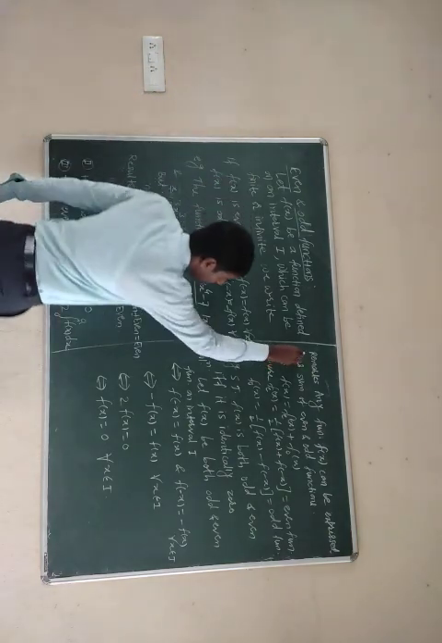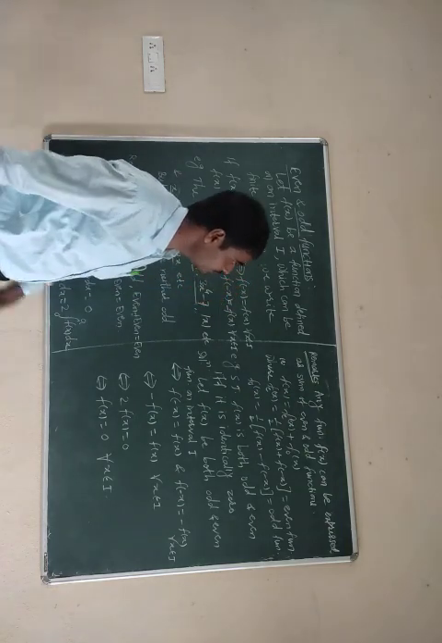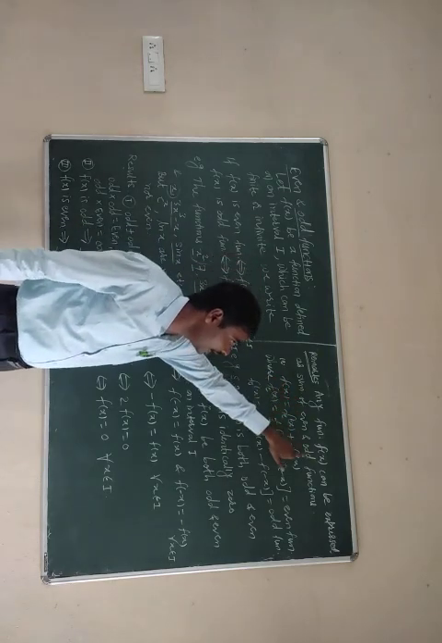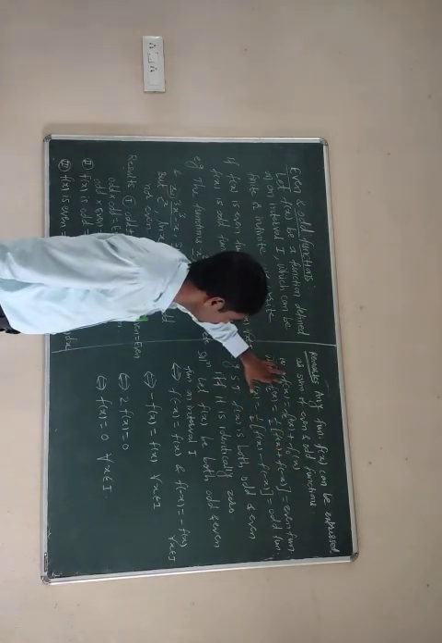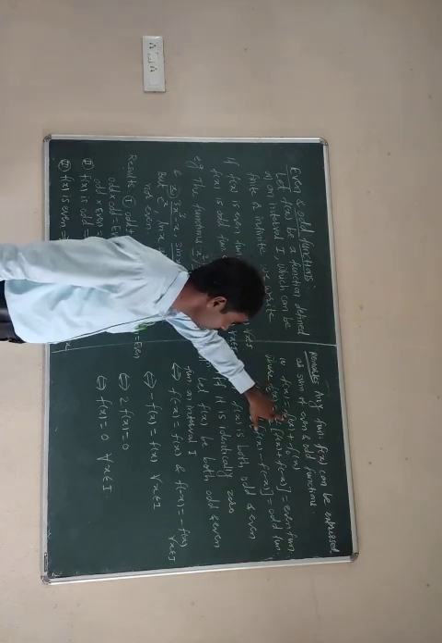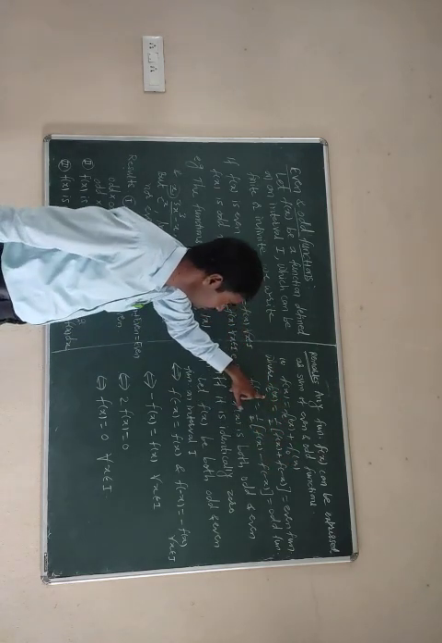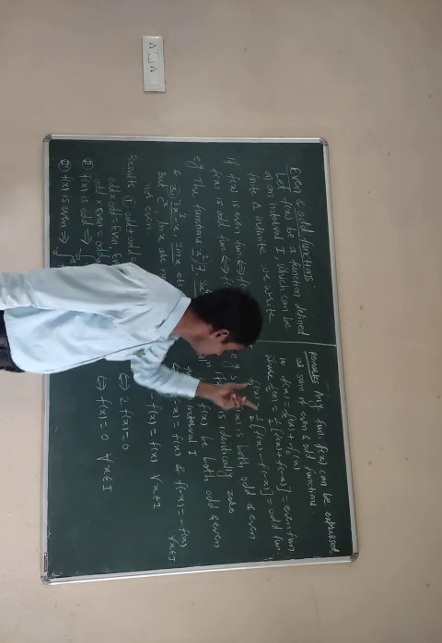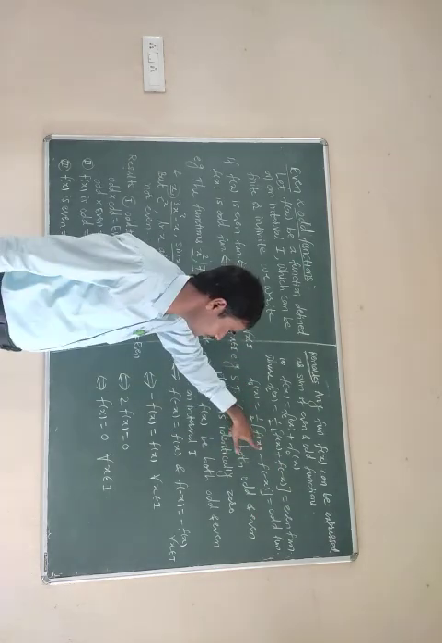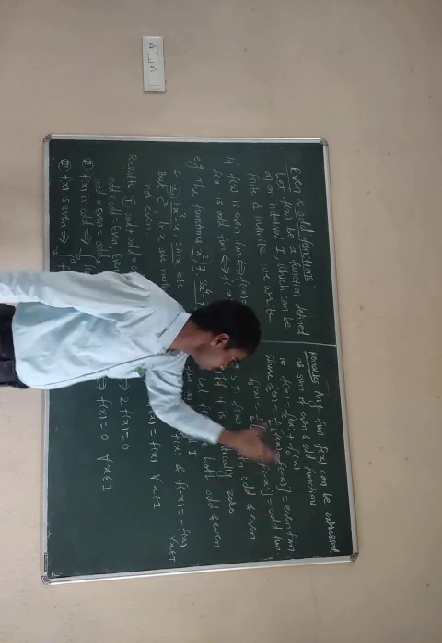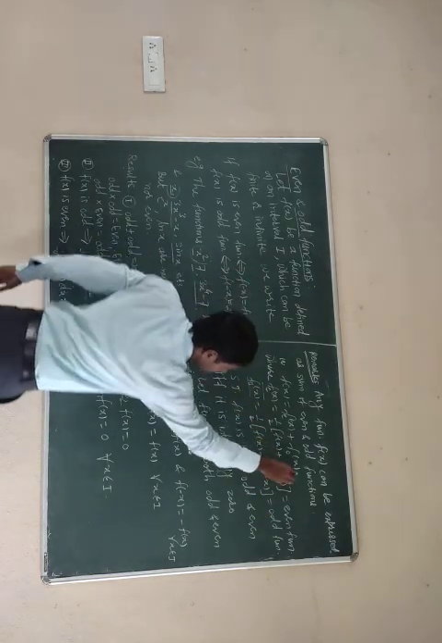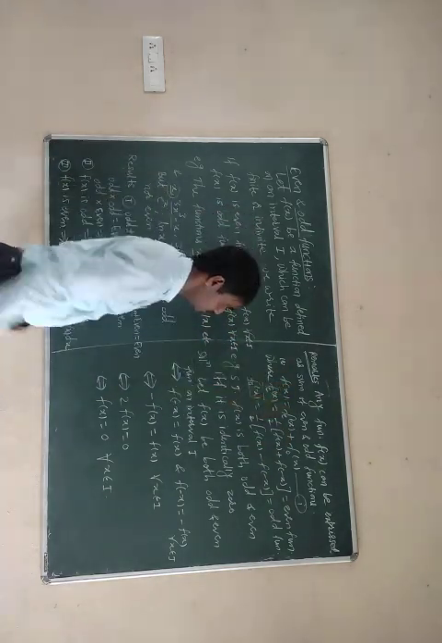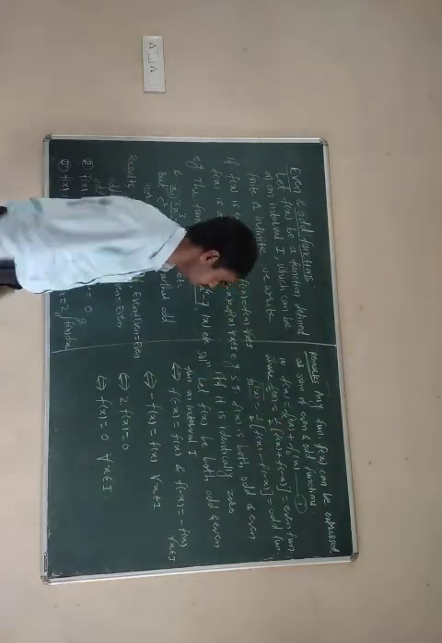Now we will see the remarks on these odd and even functions. Any function f of x can be expressed as a sum of even and odd functions. So f of x can be expressed as the even function plus the odd function, where the even function is 1 by 2 of f of x plus f of minus x, and the odd function is 1 by 2 of f of x minus f of minus x. If we add these, you will get f of x as it is. So f of x can be expressed as the sum of odd and even functions.